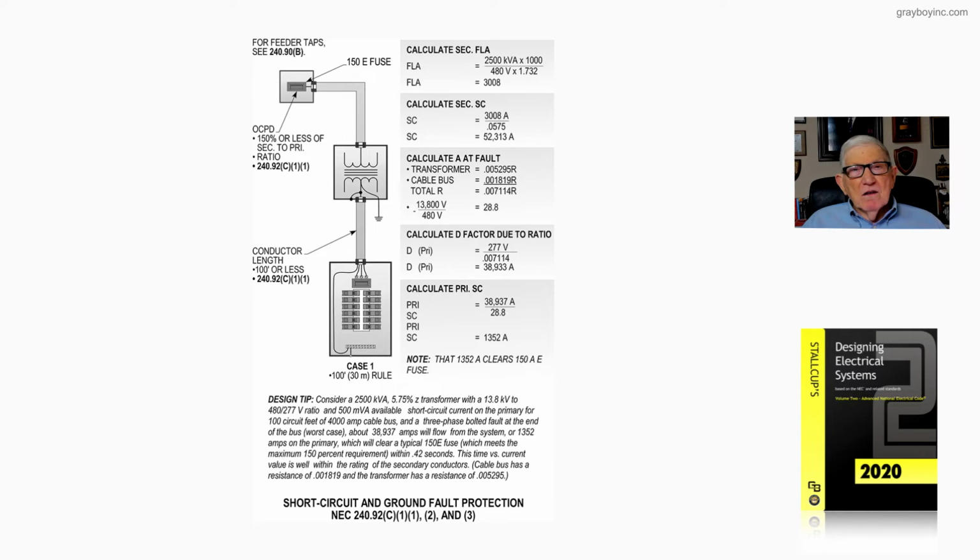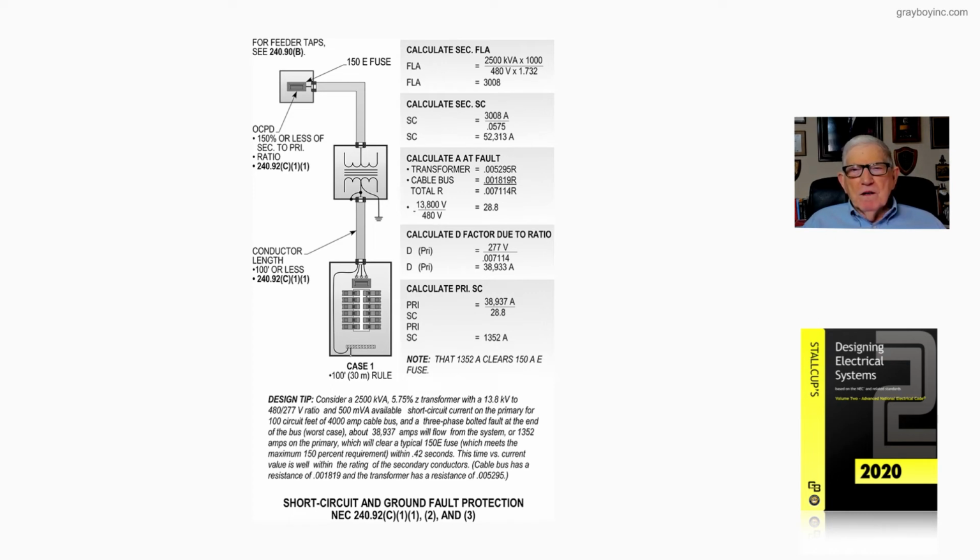calculating the secondary FLA, then you'd have 2500 kVA, the size of your transformer, times 1,000 to get it into VA, divided on the secondary now by 480 times the square root of 3, we come up with 3008 amps. Now to determine what the short circuit current would be at the transformer, we would take 3008 amps divided by 0.0575, we'd come up with 52,313 amps of short circuit current. Next step, calculate at a fault.